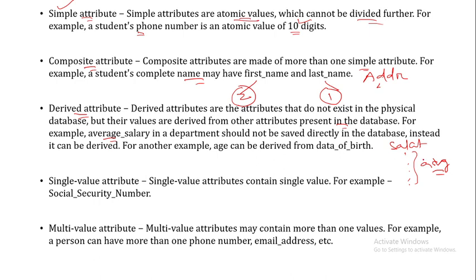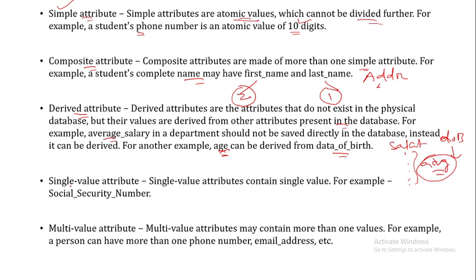This average salary never exists in the database. Then again, date of birth. From the date of birth we can derive age. We have the DOB for each and every employee present in an organization. From the date of birth we can derive an attribute called age. We calculate it, but there is no age attribute in your database; it is derived by taking the help of existing attributes present in your database.